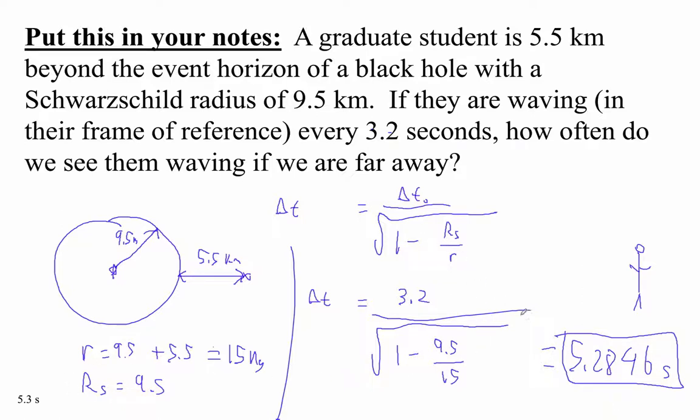Okay, so we see them waving slower and slower. And obviously, as r gets less and less, this becomes bigger and bigger. Eventually it approaches 1, and it takes an infinite time for them to wave.